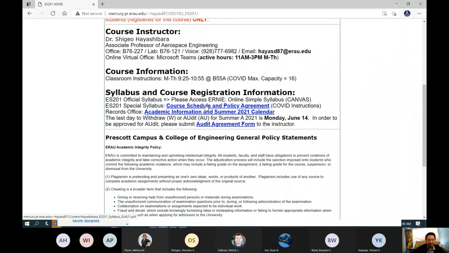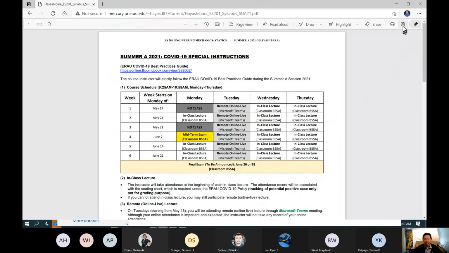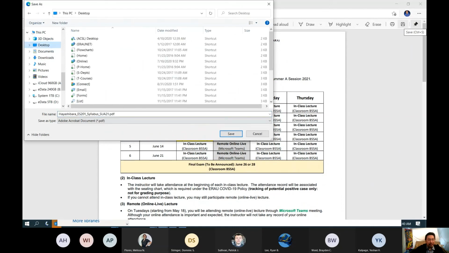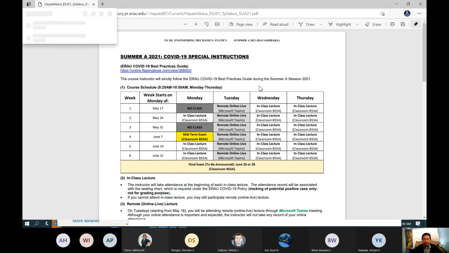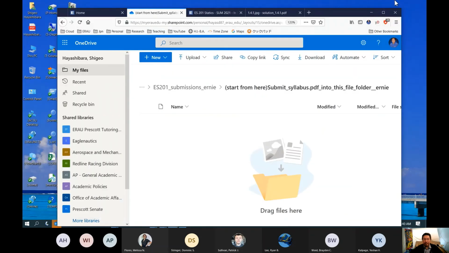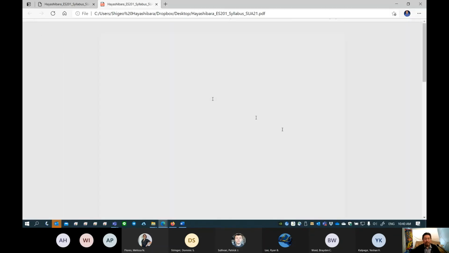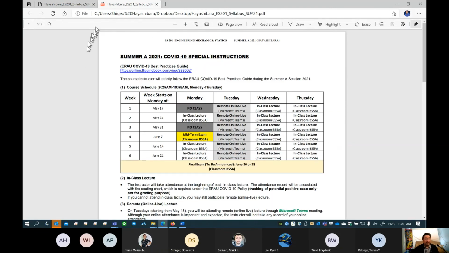This is the syllabus PDF file. I'm going to download it. Actually, download it and save it to desktop or something. So this is the original file for the PDF. Let's just not change it. So save it to desktop. Okay, so I should have that. Do I have it? Yeah, here we go. So let's just double click to open. This is the PDF file I just downloaded.